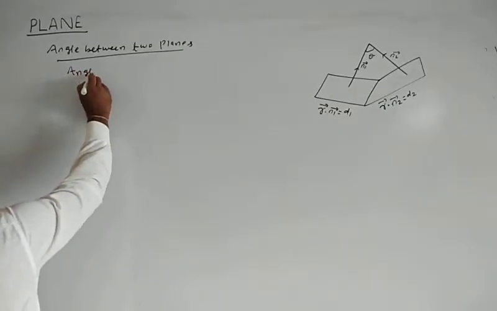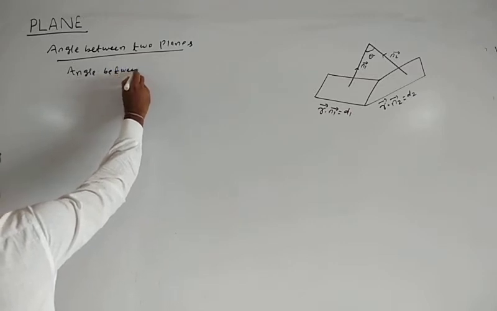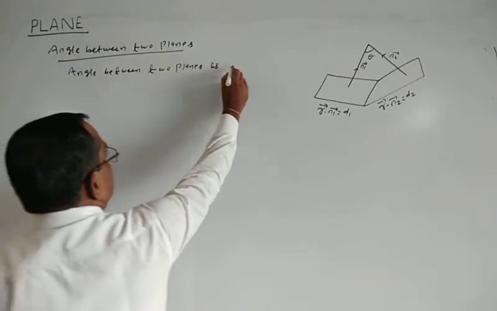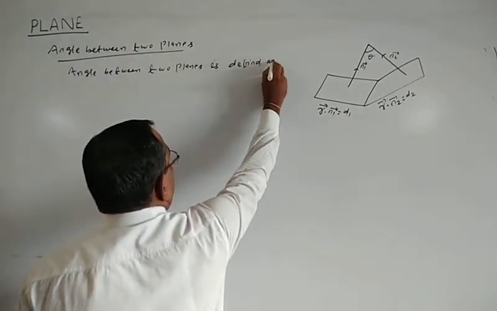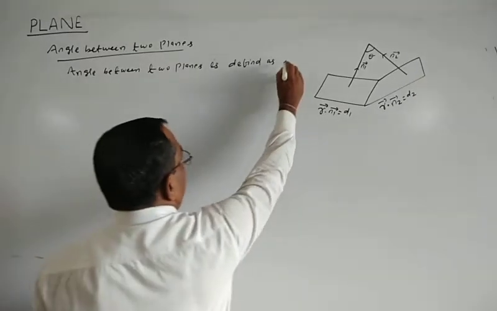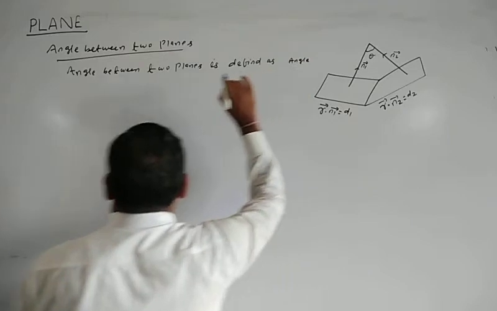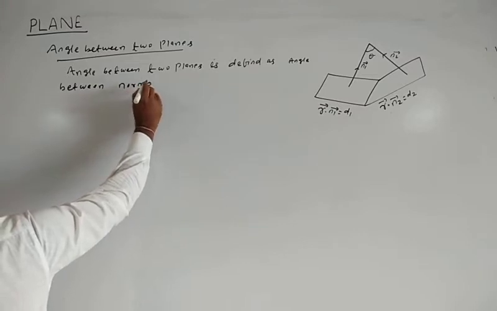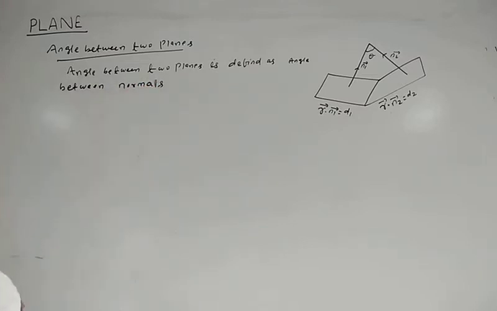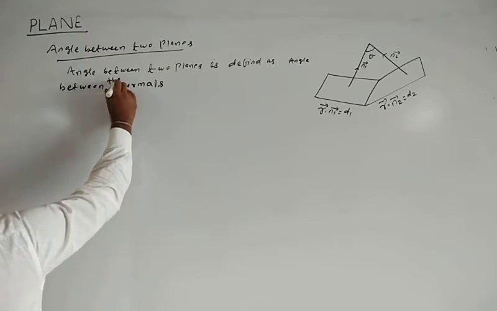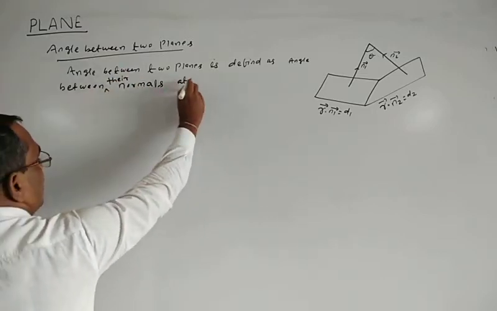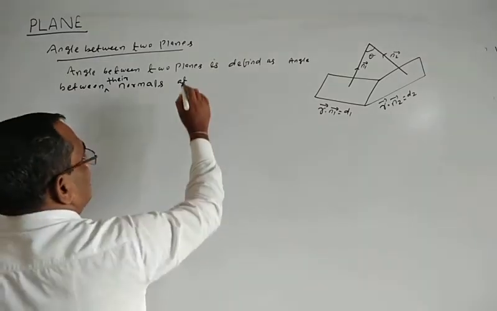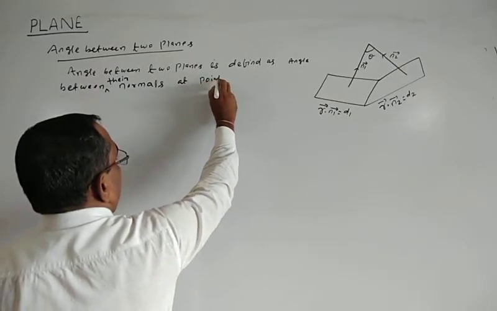The angle between two planes is defined as the angle between the normals at the point of intersection, the angle between their normals.